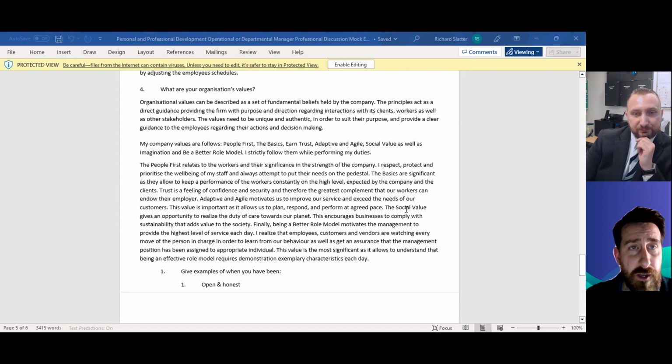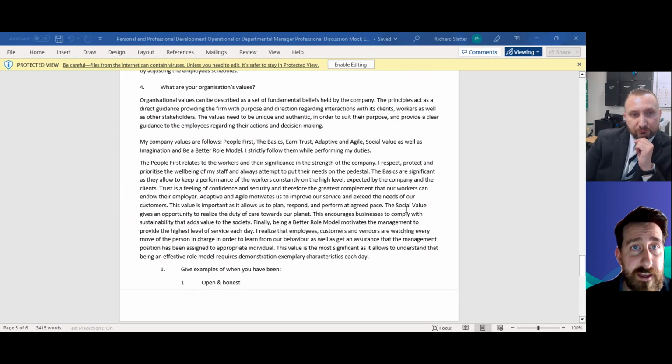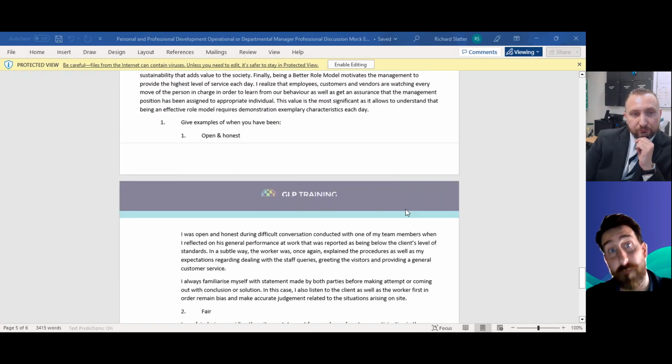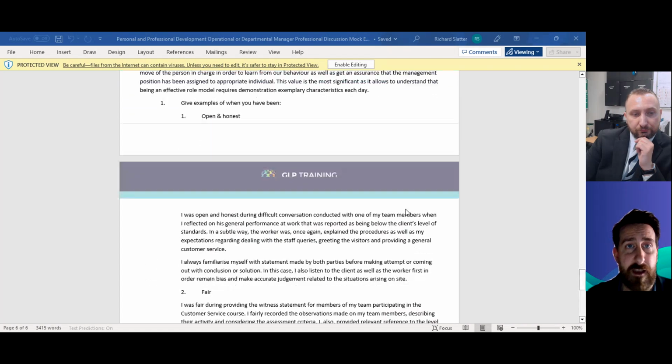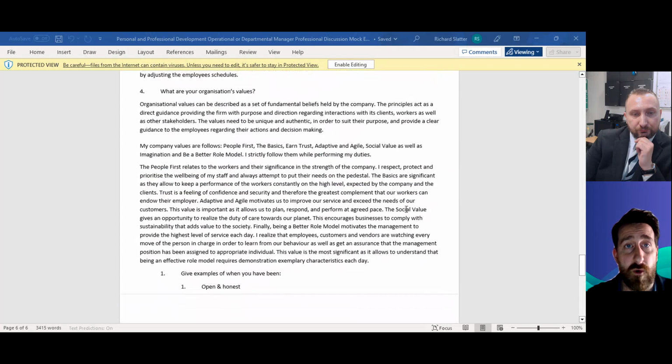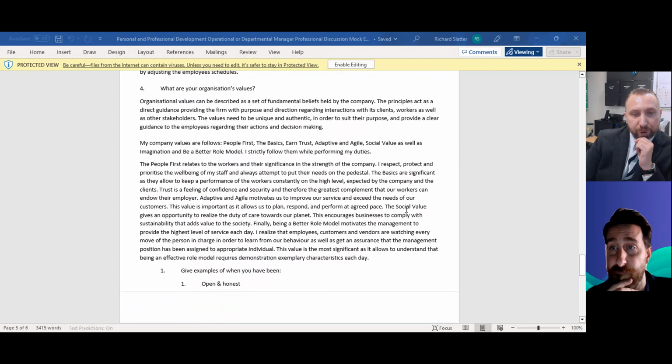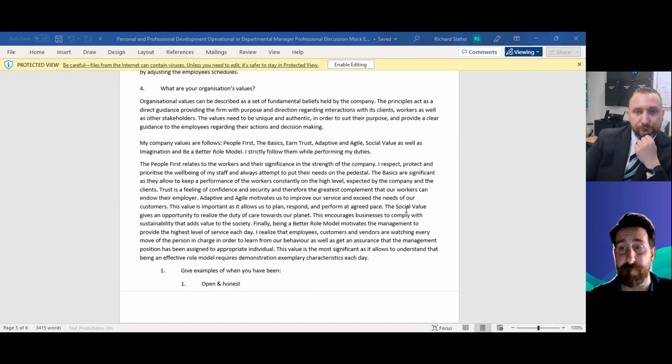Thank you, Richard. Okay, so the last one is more to do with your organisation, looking at values, and again we'll then move on to examples of when you've been open and honest, fair, consistent, and impartial. So we'll start off with your organisation's values, Daniel. We'll talk about what Bidvest's values are, what they mean to you, and how you demonstrate them within your job role, through work ethic or through behaviour, and how you try to be a role model in line with those values. So if we could just talk through that as well. Of course.